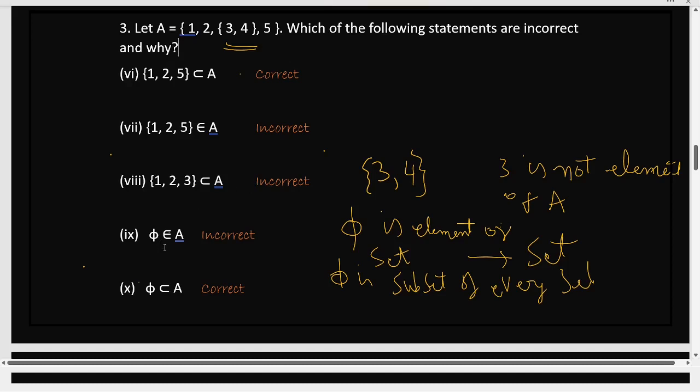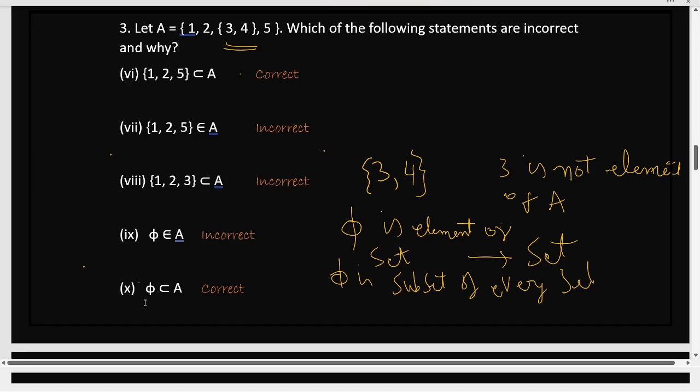Next one. {5} belongs to A? {5} is what? A set. {5} will not belong to A. {5} is not present in the set A. So this statement is incorrect.